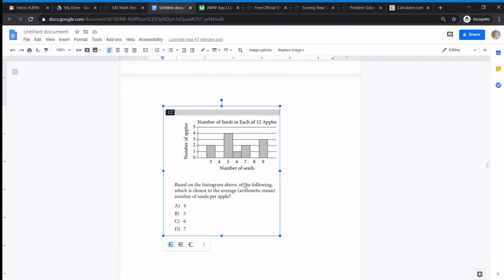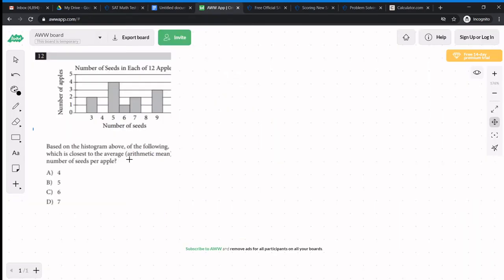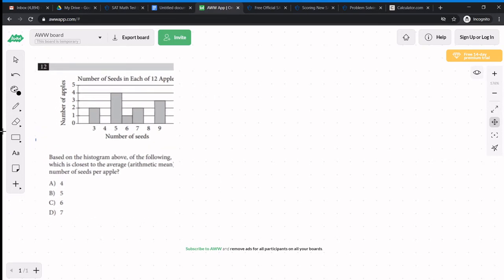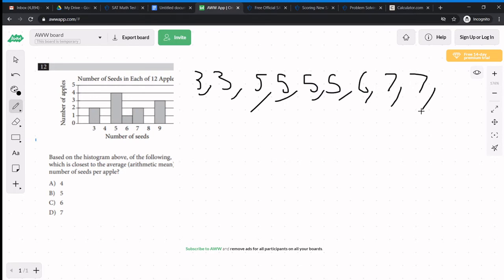Based on the histogram above, which of the following is closest to the average, arithmetic mean, of the number of seeds per apple? So we look here, we just have to add all of them together. So 2 had 3 seeds, there's 2 3s. Let's just write it down on a list because I like doing this first. Then there's 1, 2, 3, 4 5s. 1 6, 2 7s, and 3 9s.